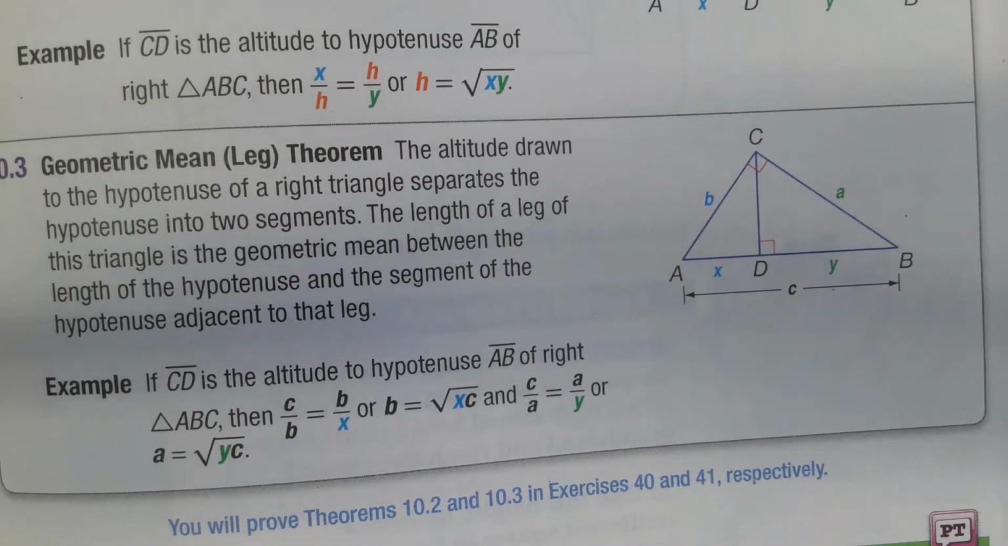This one is the altitude. Now you're writing the leg theorem. Every right triangle has two legs. Every right triangle has two legs. They have two legs and a hypotenuse.